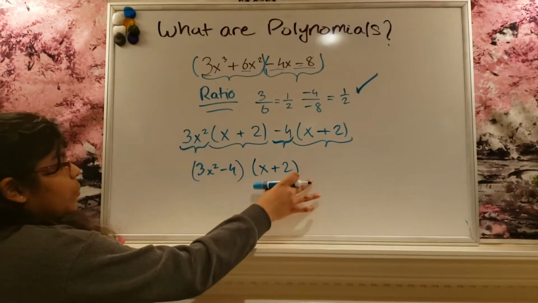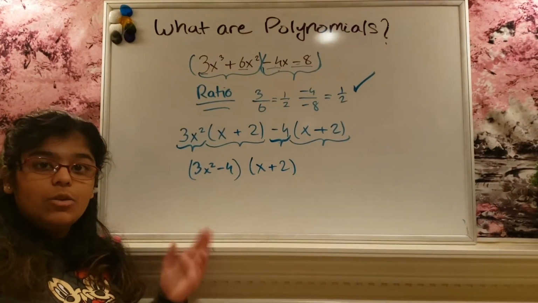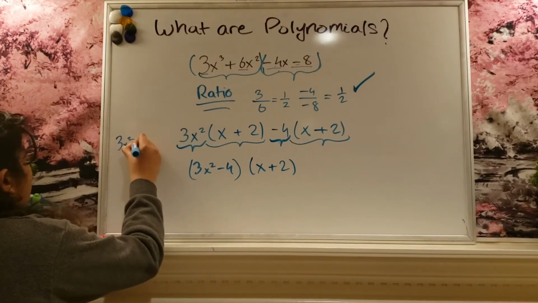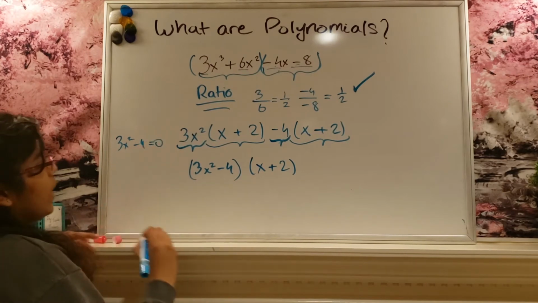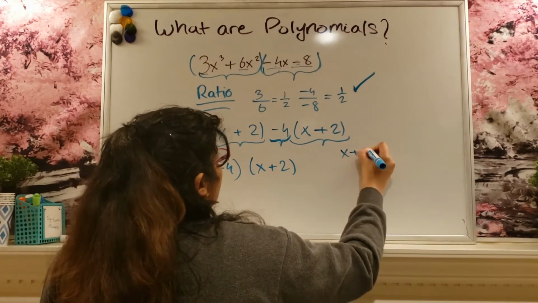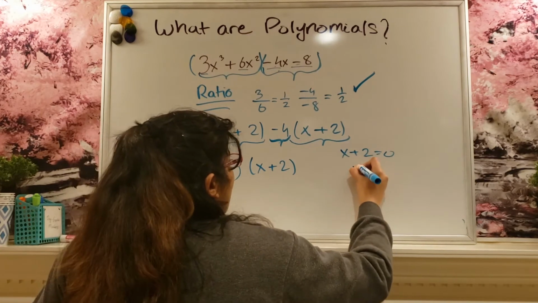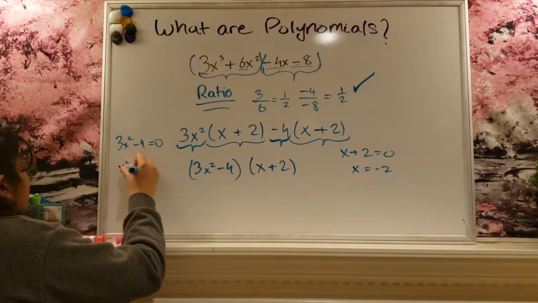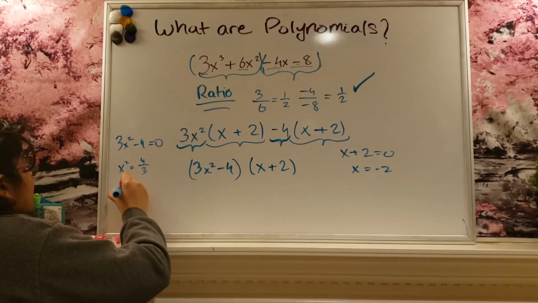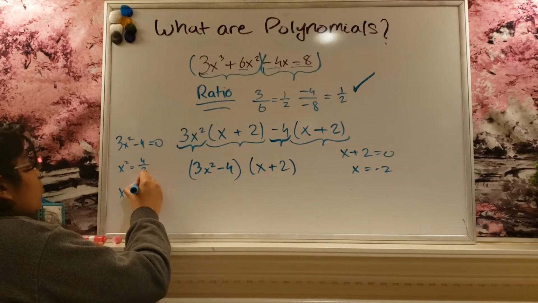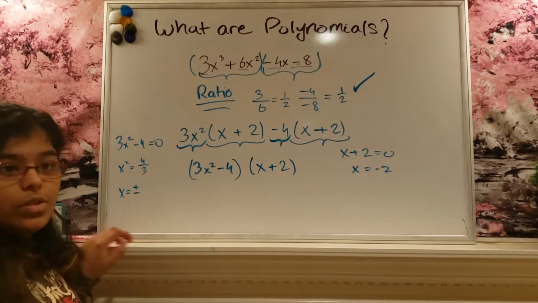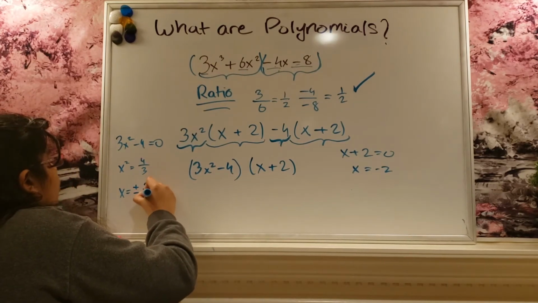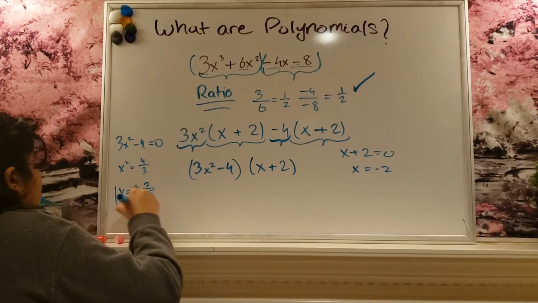Now we have two binomials, and to solve this equation, we have to equal them to 0 so we can solve for x. So 3x squared minus 4 is equal to 0. And here we have x plus 2 is equal to 0. x is equal to -2. And x squared is equal to 4 over 3, meaning x is equal to plus or minus. Remember, when you're rooting both sides, you have to do plus and minus. 2 over root 3. And these are our solutions.